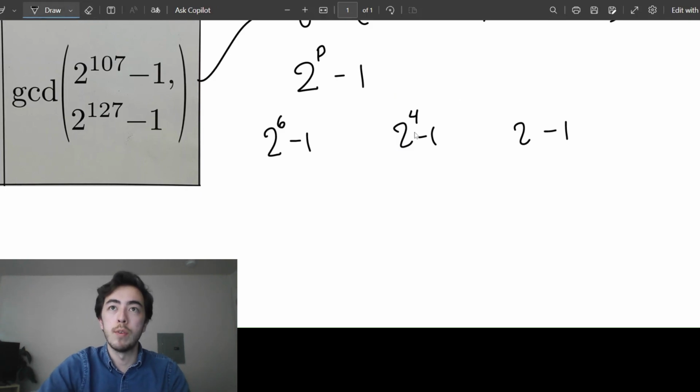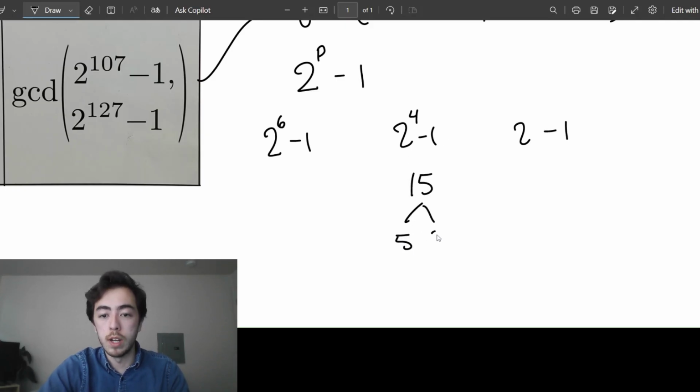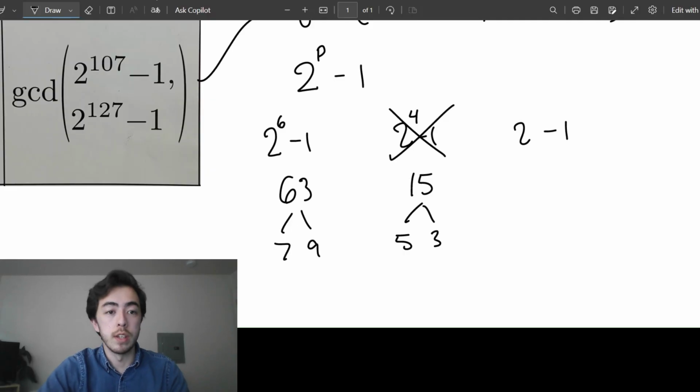So 2 to the power of 4, that's going to be 16. 16 minus 1 is 15, and 15 can be broken up into some factors, and so this one is not a prime number. 2 to the power of 6 is 64. 64 minus 1 is 63, and then we can break up 63 with multiplication or division.